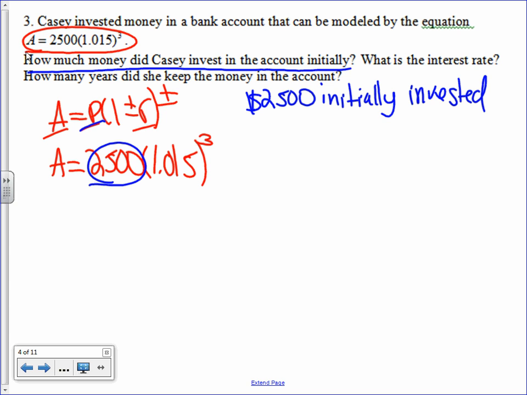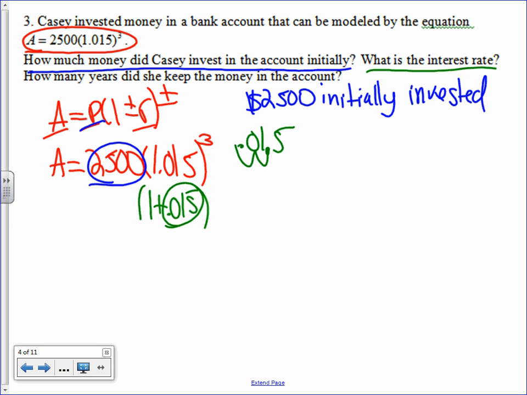Next question, what is the interest rate? Well, that's what's being added or subtracted to the 1. Here, this is 1 plus 0.015. So R is 0.015. However, we need to convert that into a percent. To convert that to a percent, I move the decimal 2 places over, and I get 1.5% interest rate.